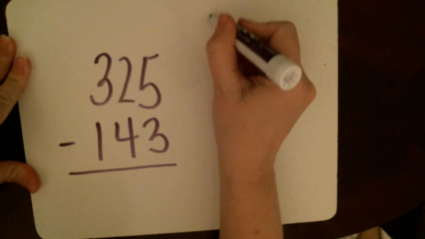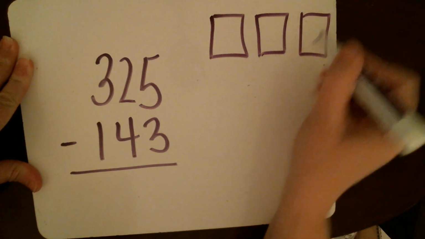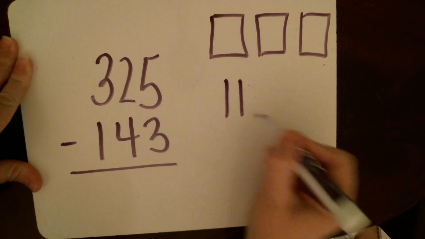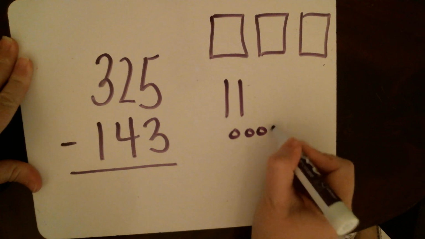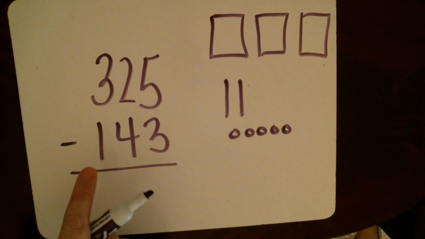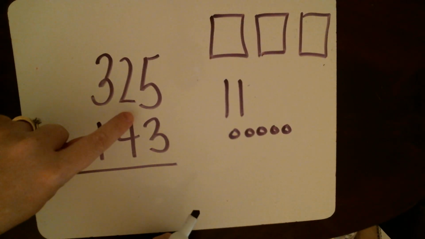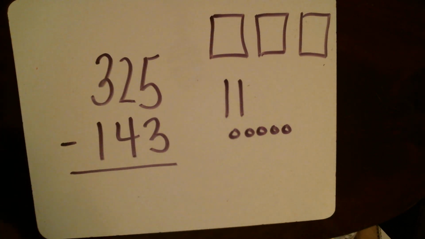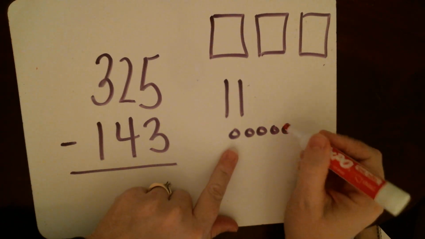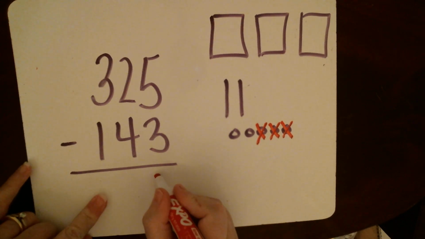All right, so I'm going to show it to you with a picture first. I have 325 students in my school. Okay, there's my 300, there's 20, and there's 5. Okay, that's my picture representation. I'm going to subtract 143, so I'm not putting more here. This is how many I have to subtract from that. Remember, we start with our ones when we subtract. So 5, I have 5 ones. I'm going to take 3 ones away. 1, 2, 3. So I have 2 ones now.